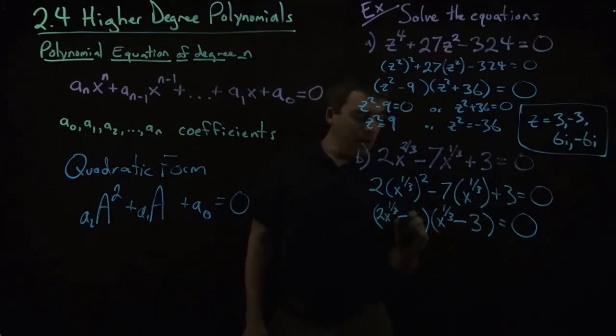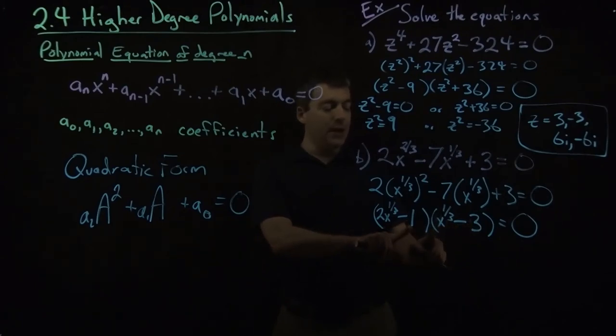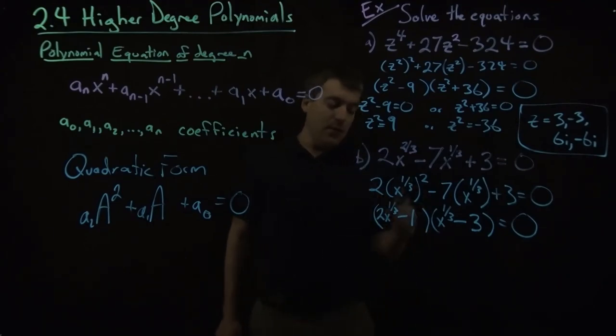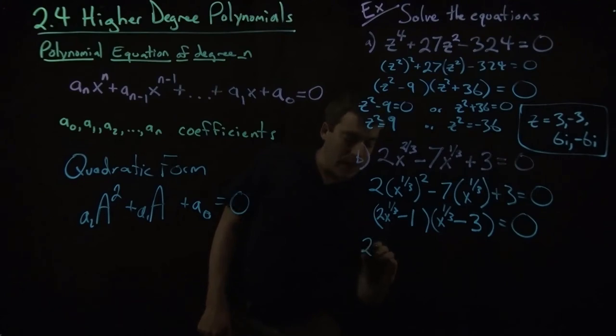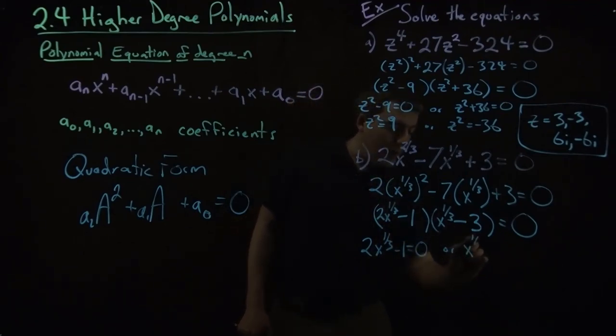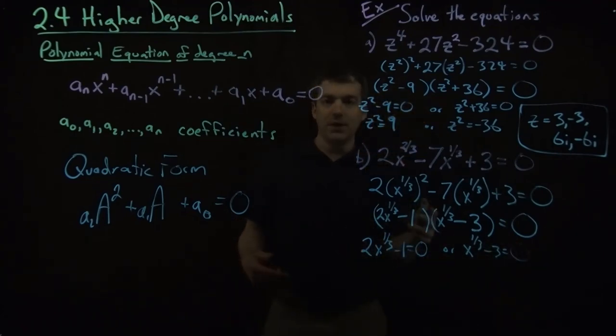So we'll put it here, and I think that will work because we've got 2 times negative 3, which is negative 6, and then negative 1 times x to the 1/3 gives us negative 1, so that's a total of negative 7. Negative 1 times negative 3 is positive 3. 2 times 1 is 2. All right, good. So we have 2x to the 1/3 minus 1 equals 0, or x to the 1/3 minus 3 equals 0. And now we solve both of these equations for x.